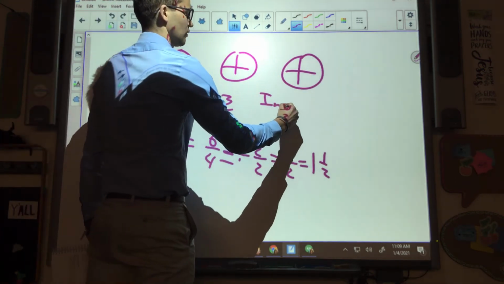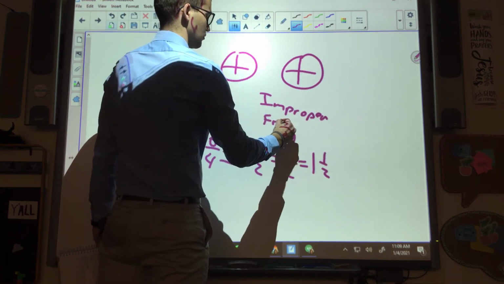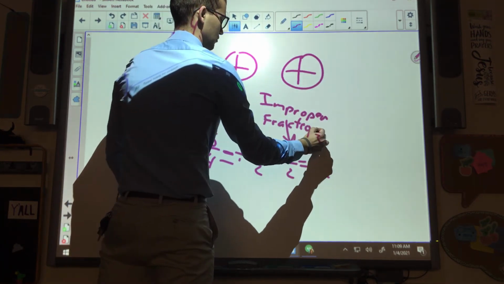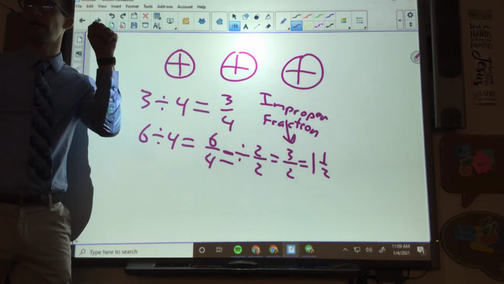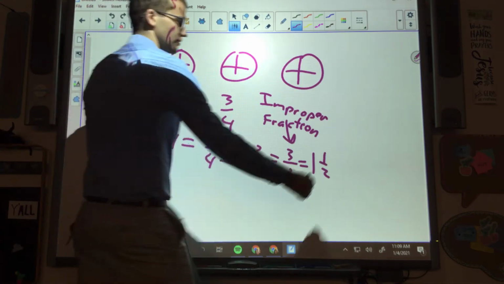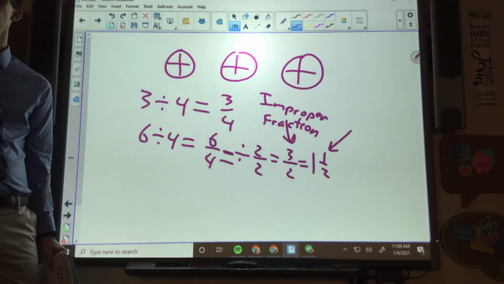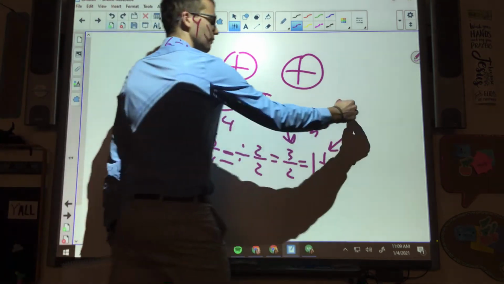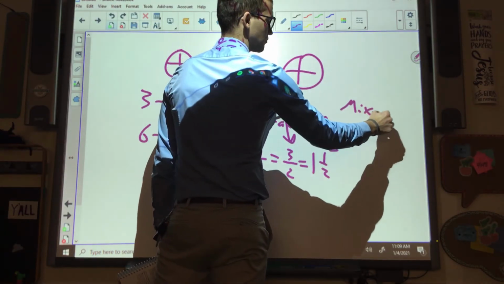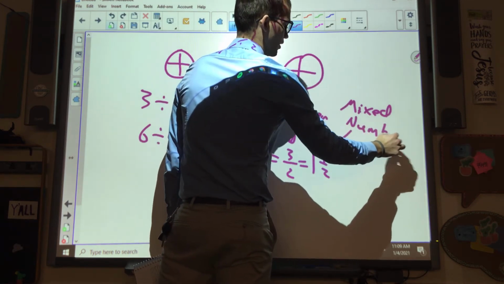So I'll say improper. Are we familiar with that? Improper fraction? Yeah. We should be. And this is a, what did I call it? Proper fraction. Nope. A mixed what? Mixed fraction. Nope. Mixed number. Yes, mixed number.